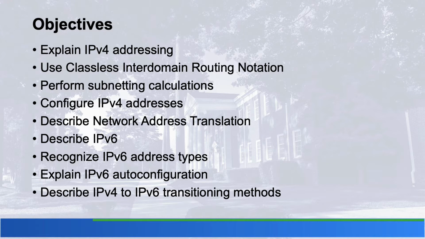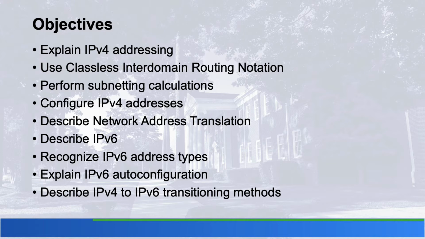So maybe if you just get the idea of subnetting. I don't expect you to be able to answer all kinds of subnetting questions for this course. I do expect you to be able to configure an IP version 4 address, mainly in a Windows system. I need you to be able to describe network address translation and why we use it.